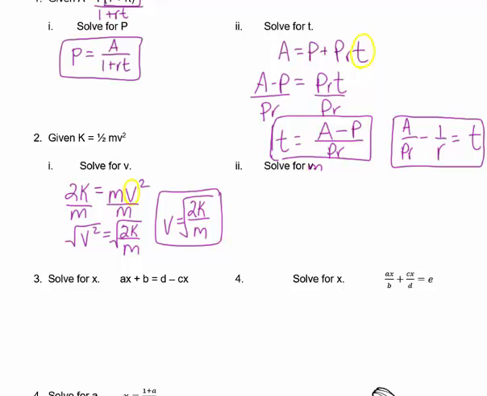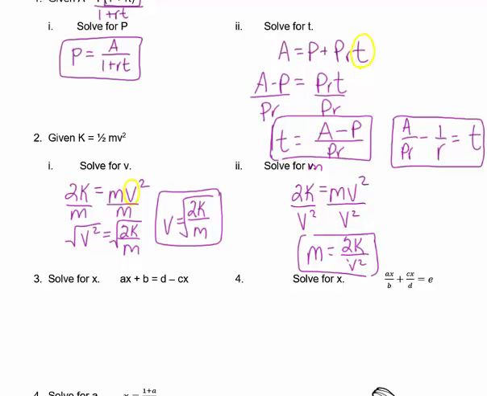This said solve for v, and we changed it to solve for m. So the first thing I will do is, again, multiply both sides by 2, giving me 2k equals mv squared, and now I just divide both sides by v squared, and m equals 2k over v squared.